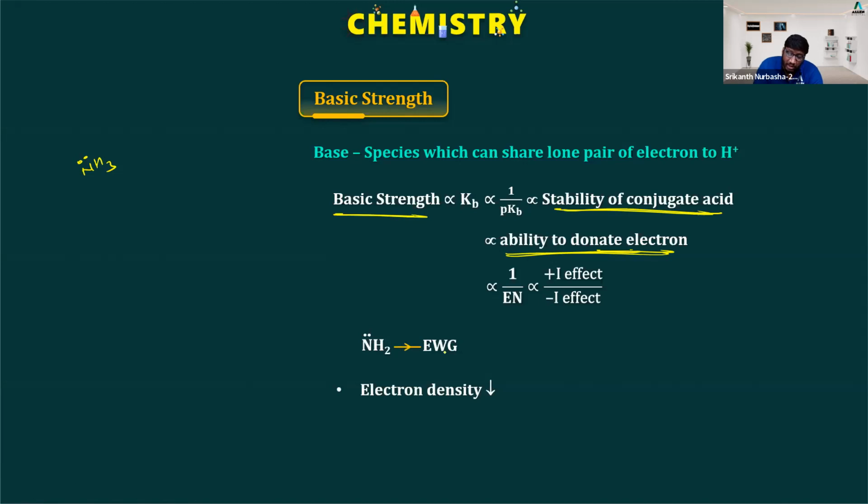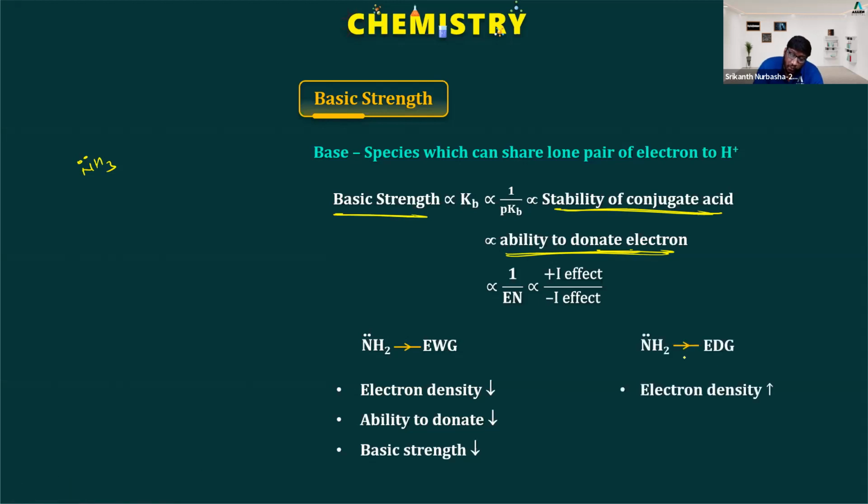So NH2 connected to an electron withdrawing group, electron density is decreasing. Electron density is going to be decreasing because the electron withdrawing group withdraws the electron density from nitrogen. Electron density decreasing means the ability to donate will decrease. So basic strength decreases.